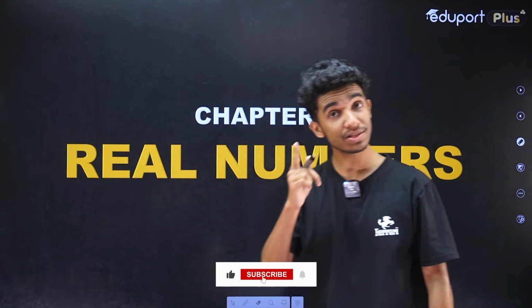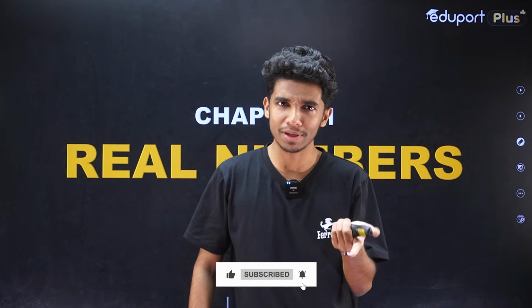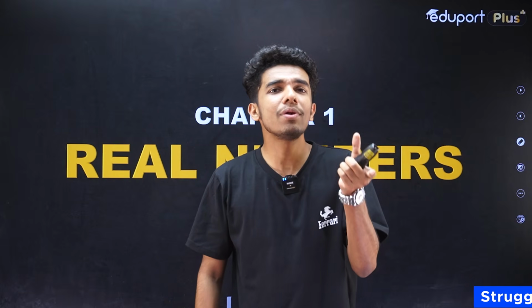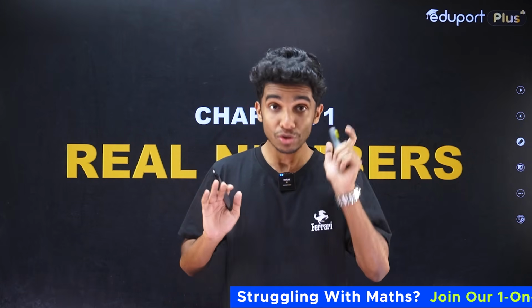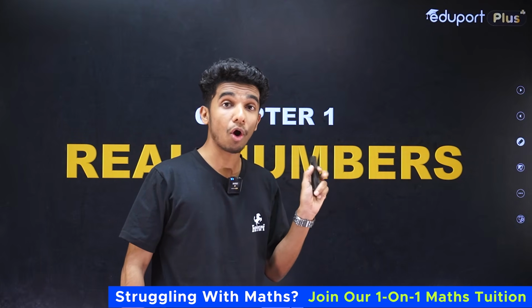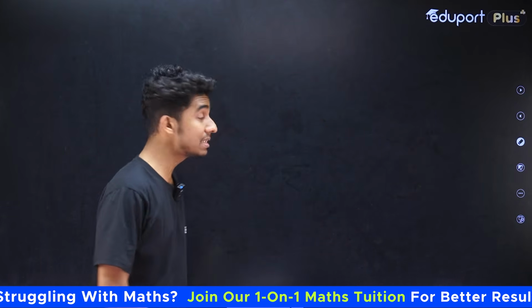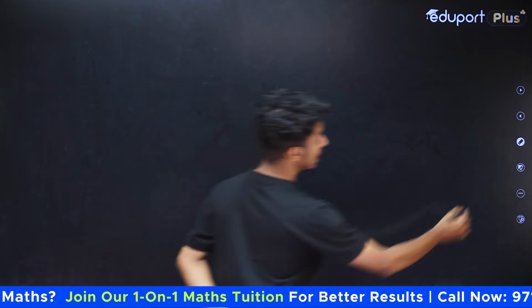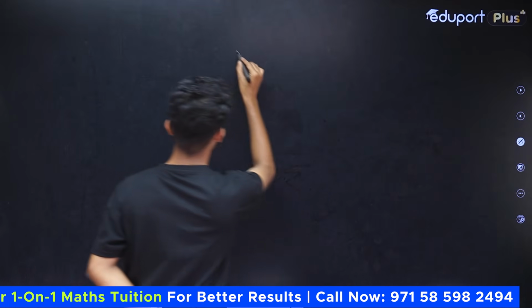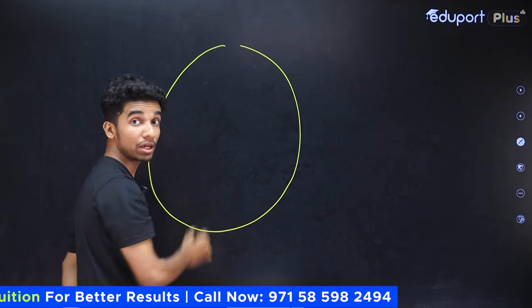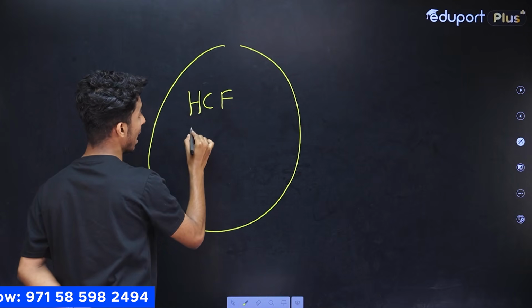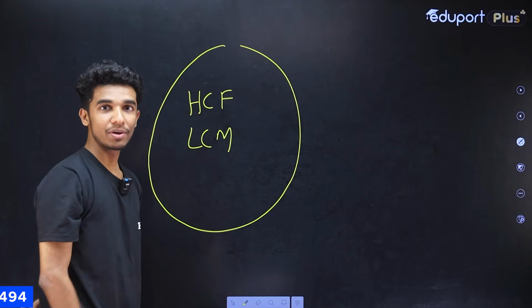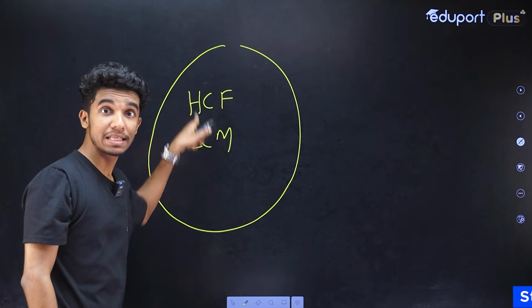Okay, it's your first chapter and it's a very easy chapter. Okay, not at all easy, but if you learn the concepts, it can be very easy. So today we are going to categorize this chapter into three sections. First, we have to study HCF and LCM. In the first section we will study HCF and LCM.